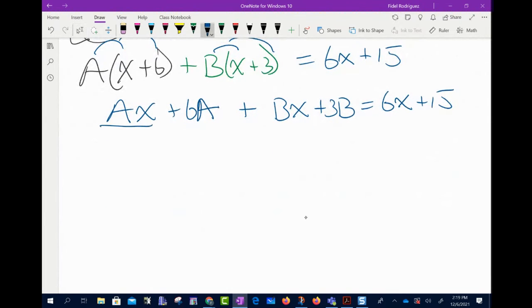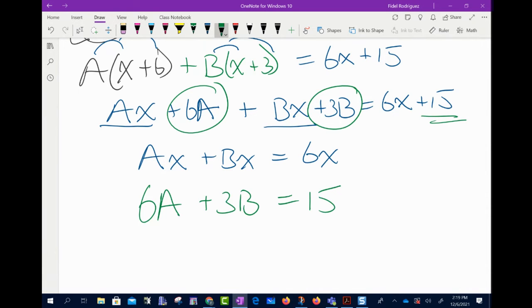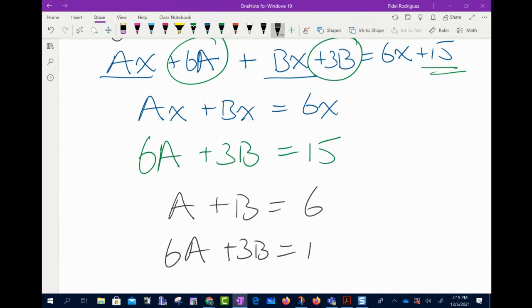And then we can say, look, this part and this part. So ax plus bx has to be equal to 6x. And then 6a and 3b has to be equal to 15. Okay. And now we're going to keep going. So we're going to say, look, a plus b equals 6. And 6a plus 3b equals 8. Okay.